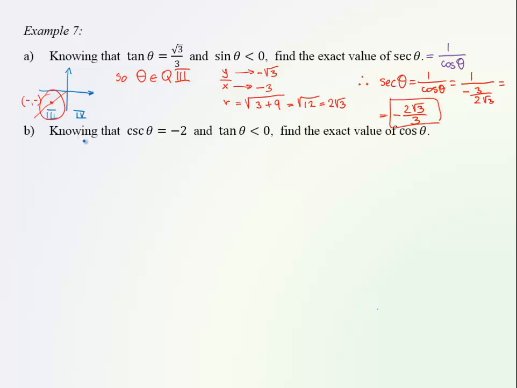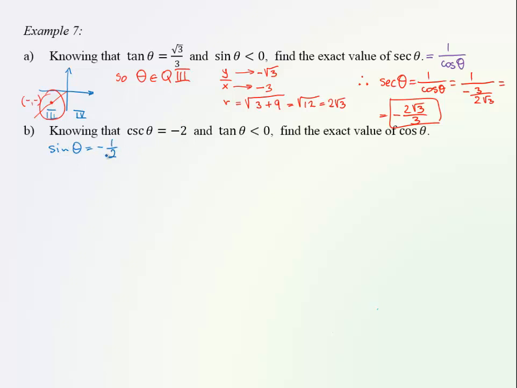Let's try the second example. Knowing that cosecant is negative 2 and tangent is negative, find the exact value of cosine theta. Again, our goal will be to figure out what's x, y, and r of a point that is on the terminal side of theta. Cosecant is negative 2 and cosecant is 1 over sine, so sine of theta must be the reciprocal of negative 2, so it must be negative 1/2.